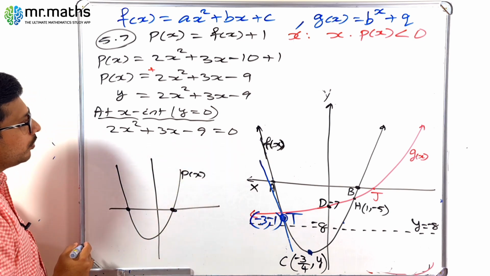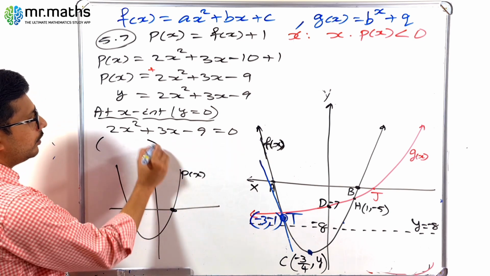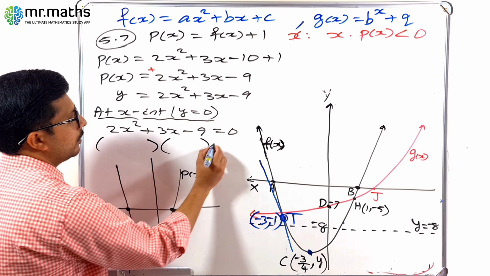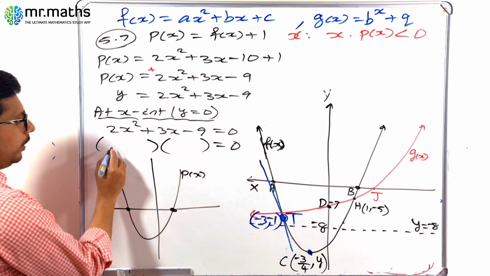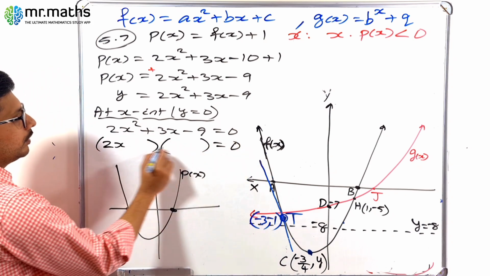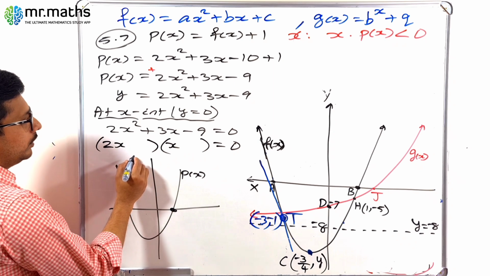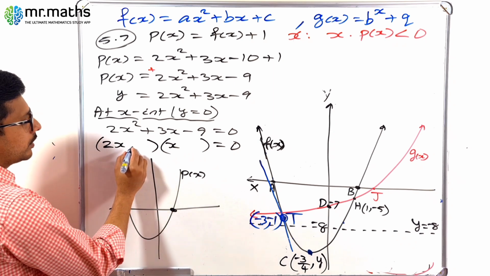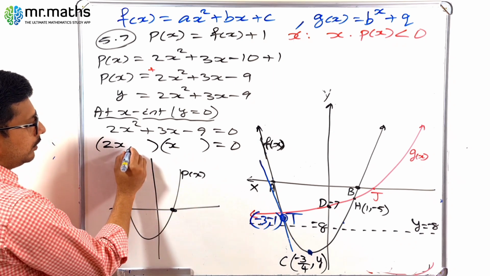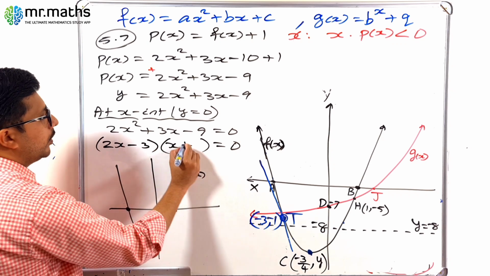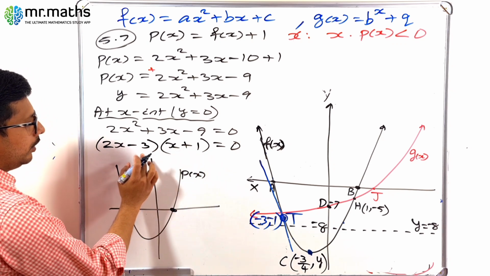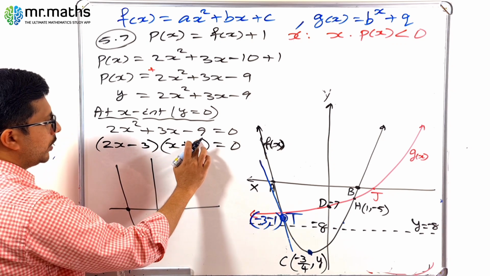Now we can factorize this one. What are the factors that you have to know? 2x, x, then what are the factors, guys? Minus 3 plus 1. Am I right? It's supposed to be plus 3 now.